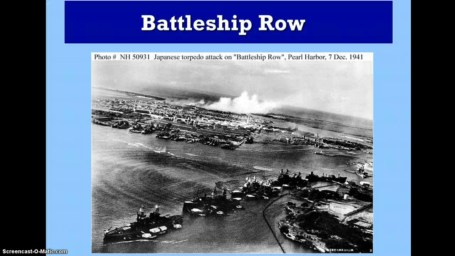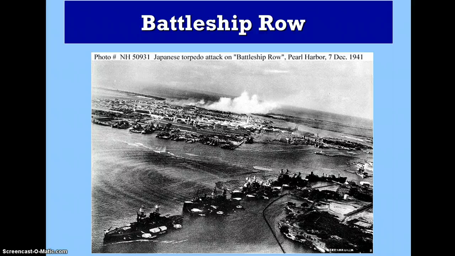Okay, on to the second page. What was the damage? It was pretty extensive. You guys can fill in that they sank or damaged 8 of our battleships, 3 cruisers, 4 destroyers, and then 6 other naval vessels. They destroyed 188 planes. They killed 2,403 Americans and injured 1,178 Americans.